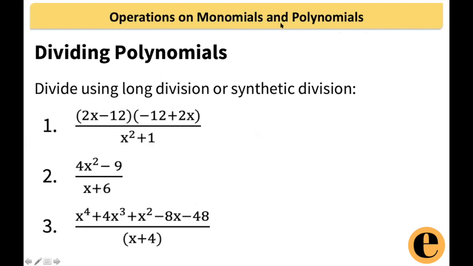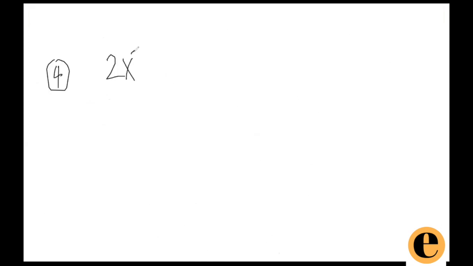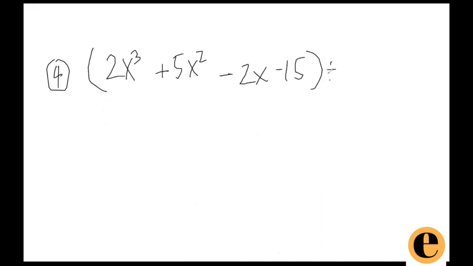Okay, so try this one, guys. Saglit lang, guys, ha. Kopyahin nyo muna to. This is number 4. 2x cubed plus 5x squared minus 2x minus 15 divided by 2x minus 3.